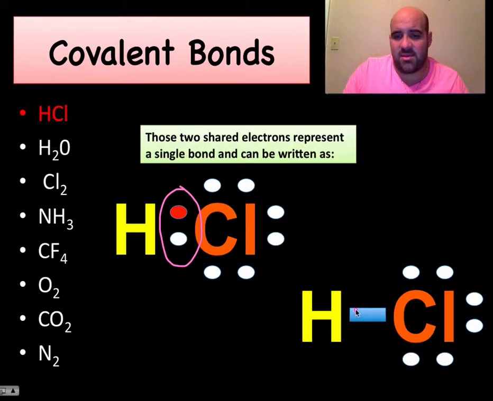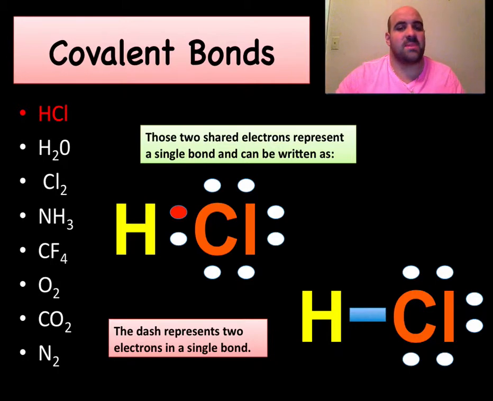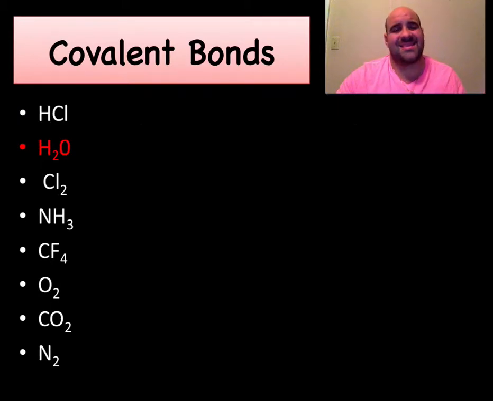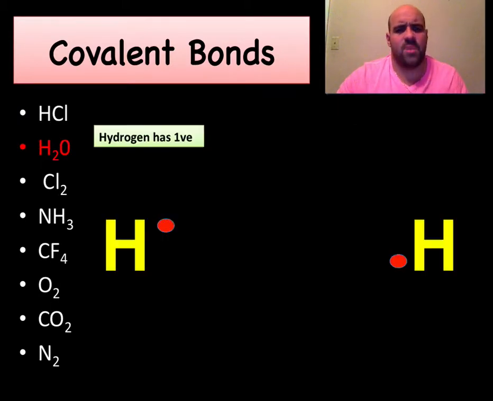This bond right here represents 2 shared electrons between these. So that's how we write that, and that's what those lines mean when you see structural diagrams. A dash represents 2 electrons in a single bond. So let's look at water.